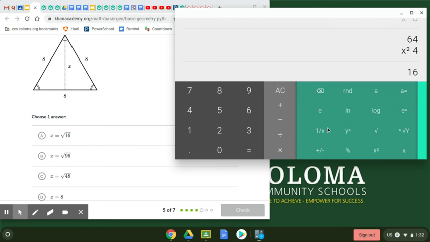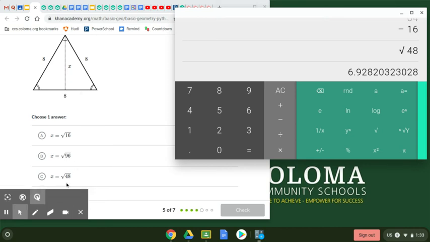And then the last part is that 64 minus 16 gives me 48. I want the square root of 48. And just so that I can visualize the number as well, it's 6.9. That is the only number that really makes sense here.